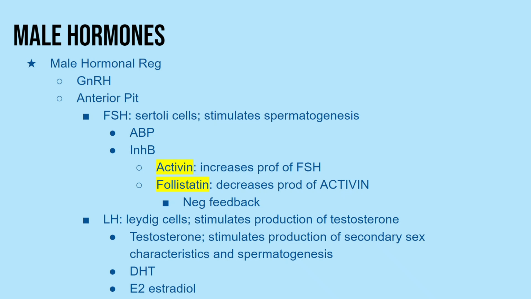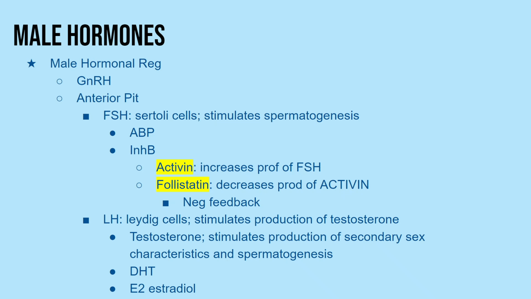And then I wanted to run through the male hormonal regulation, because we talked about this a lot with females last week. So in this case, we have GnRH, and then in the anterior pituitary gland, FSH is released, acting on Sertoli cells, which stimulate spermatogenesis. And then activin increases, let's just say, production of FSH. Follistatin decreases production of activin, which acts as negative feedback.